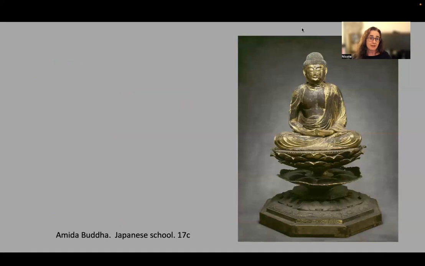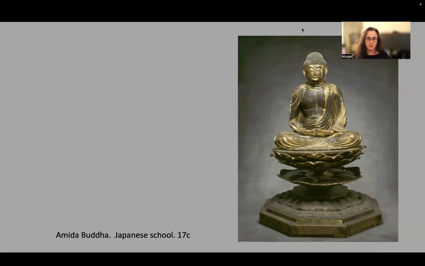Asian traditions also have rich iconographic traditions or languages. So we're going to take a look at the Amida Buddha from the Japanese school in the 17th century. Buddhism is a religion based on the teachings of a historical figure known as the Buddha Shakyamuni, who lived about 25,000 years ago. This sculpture is of the figure Amitabha, identified as Buddha of the Western Paradise. So we're going to unpack the icon a little bit.